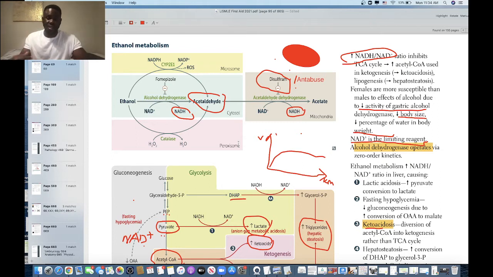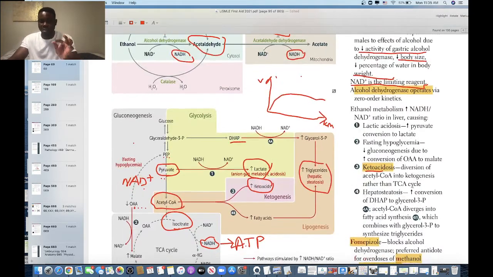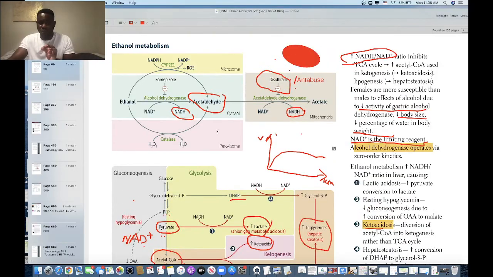So if somebody drinks ethylene glycol, repeat after me, if somebody drinks ethylene glycol or methanol, we give them fomepizole, so that it blocks alcohol dehydrogenase and prevents it from converting them into toxic substances. Very, very high yield. Please, very high yield. Remember the enzyme inhibitor fomepizole.